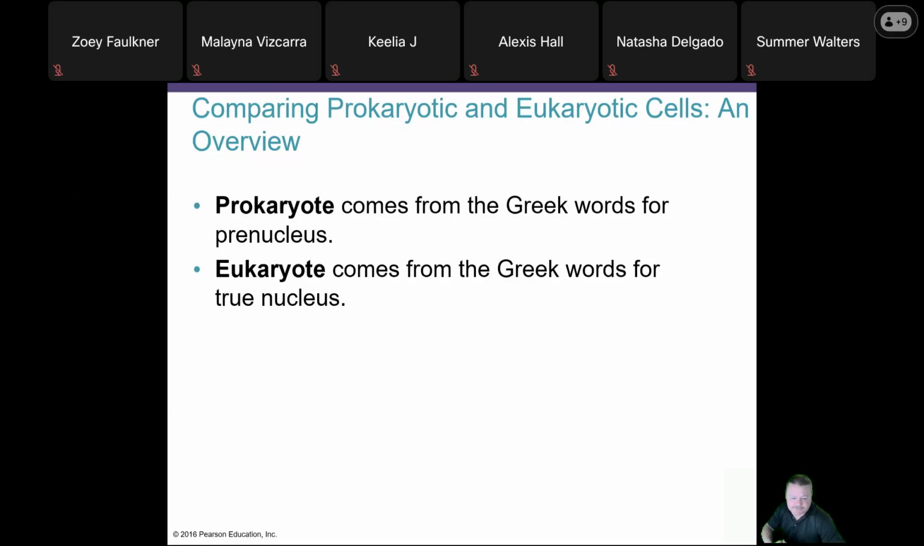There's two major types of cells that we have. We have prokaryotic cells, and that comes from the Greek word for pre-nucleus, and eukaryote from the Greek words for true nucleus. So prokaryotes, no nucleus. Eukaryotes have a nucleus, and prokaryotes are going to be your archaea and your bacteria, whereas eukaryotes are everything else, including us.